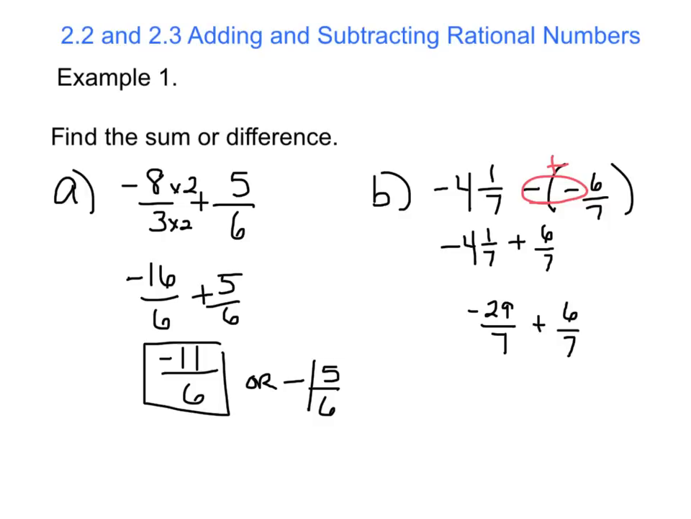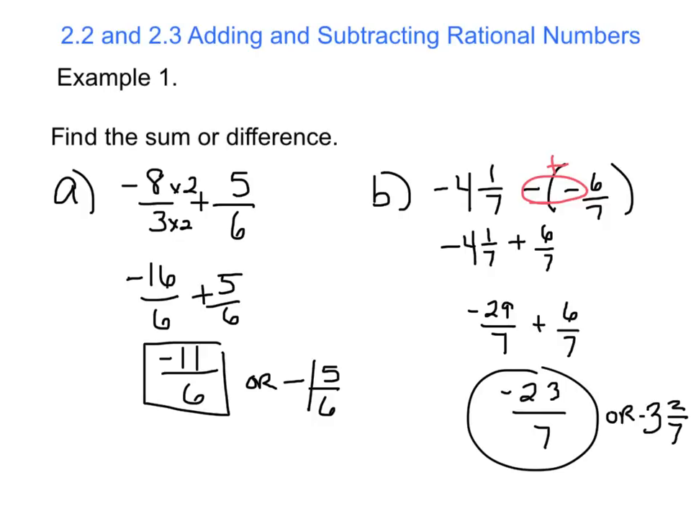So now negative 29 plus 6, different signs, so I subtract them. That gives me negative 23/7. You can leave that as your answer. Or negative 23/7. 7 goes into 23 three times. So it would also be negative 3 2/7 if you wanted to write it as a mixed number.